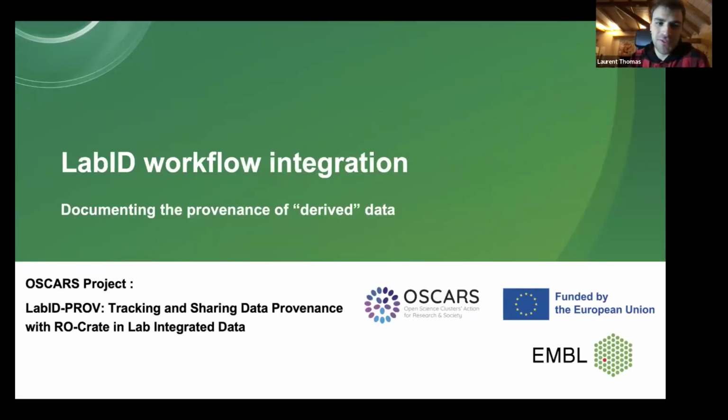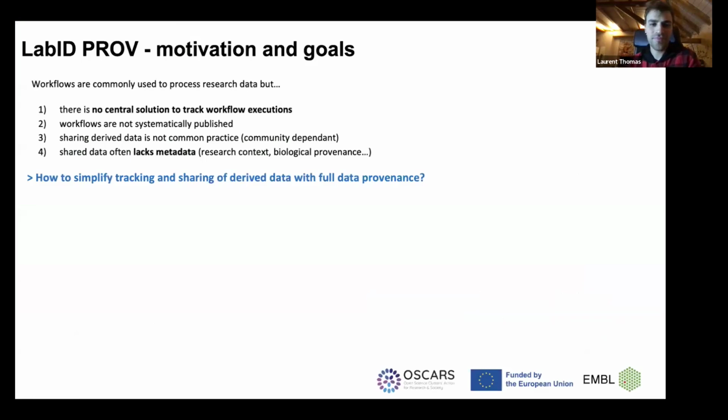Which had kind of a subtitle: documenting the provenance of derived data. This project got funding by the European Union as part of the OSCAR Research Consortium, with the official title LabID-Prov, for provenance, tracking and sharing data provenance with EuroCrate in lab integrated data.